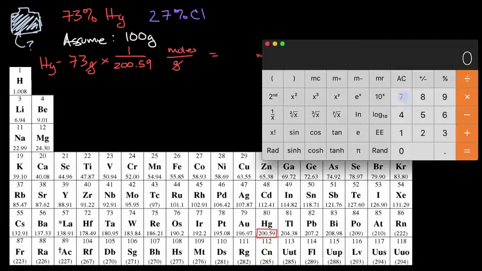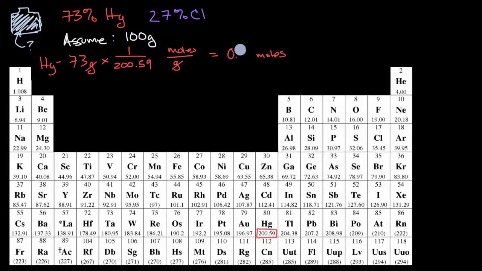So I'll take 73, and we're just going to divide it by 200.59. Divided by 200.59 is going to be equal to 0.36. And I'll just say 0.36 because this is going to be a little bit of an estimation game. And with significant digits, I only have 2 significant digits on the original mass of mercury. So 0.36 moles, roughly.